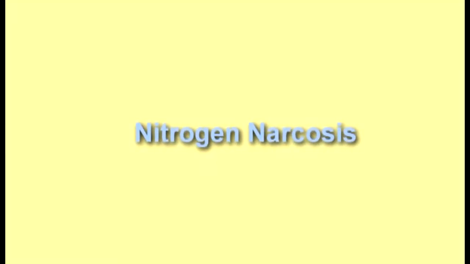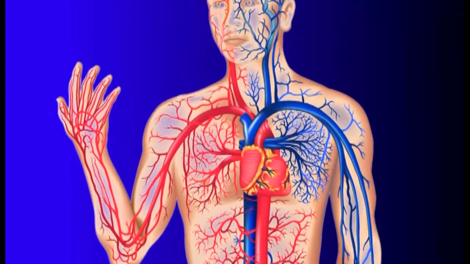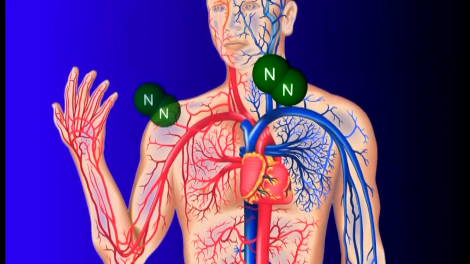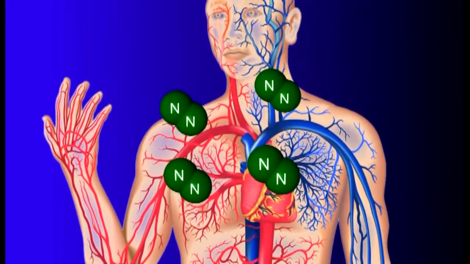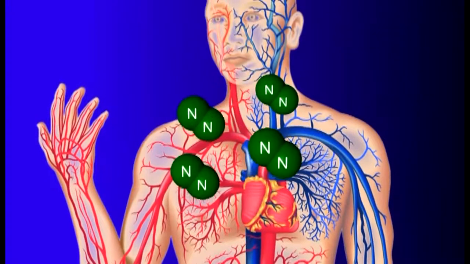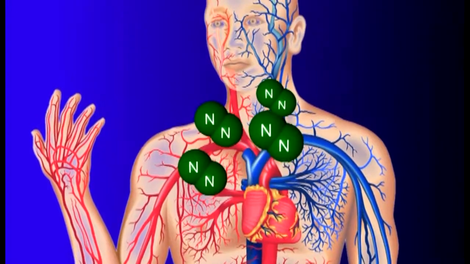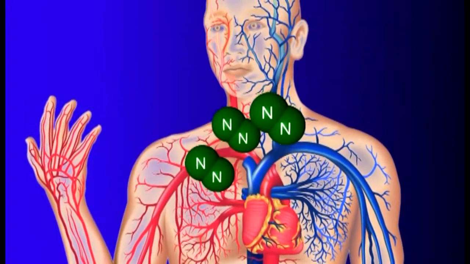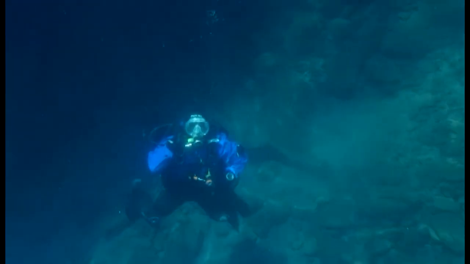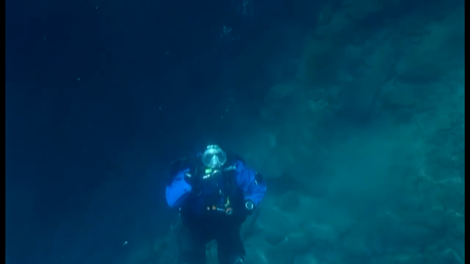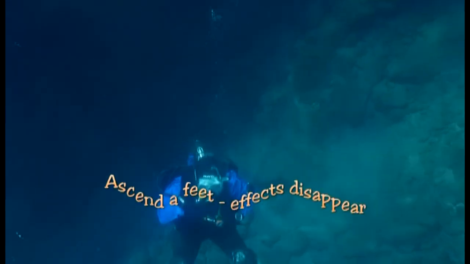Nitrogen narcosis. Scientists don't know the exact cause of nitrogen narcosis, but occasionally, at depths of around 100 feet, the increased nitrogen in the body can produce, among other symptoms, a euphoric sensation. Although the sensation is not an alarming sign, the way it can impair one's judgment, reasoning, and ability to perform simple tasks can create dangerous scenarios for the diver. By simply ascending a few feet, the effects can completely disappear.